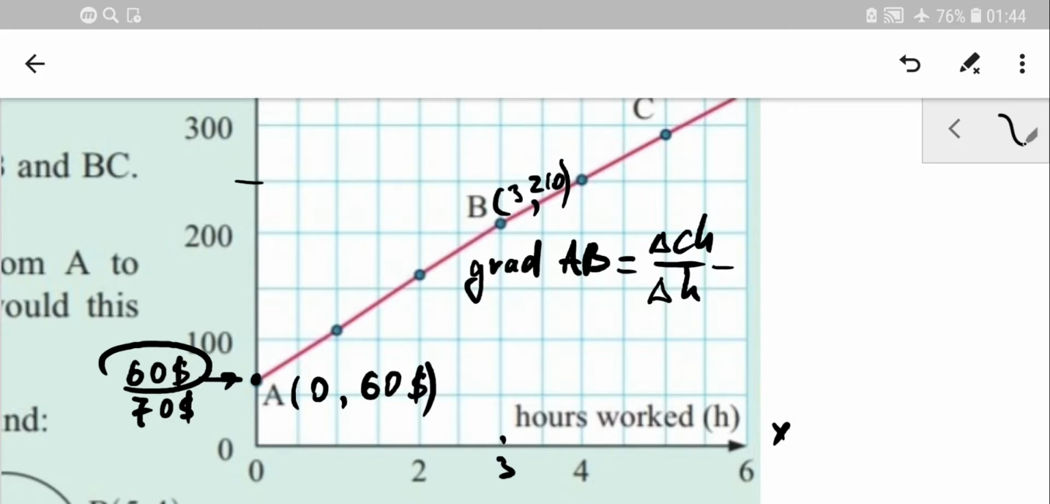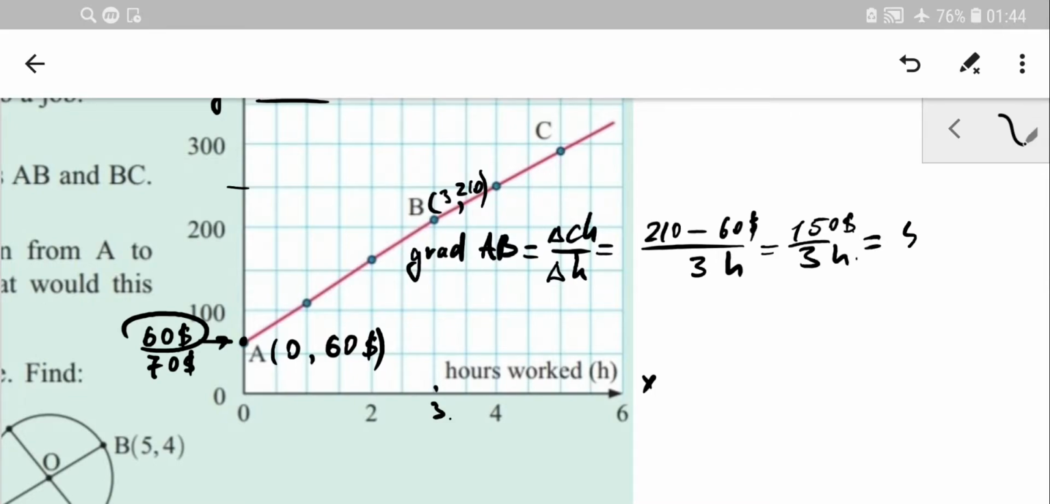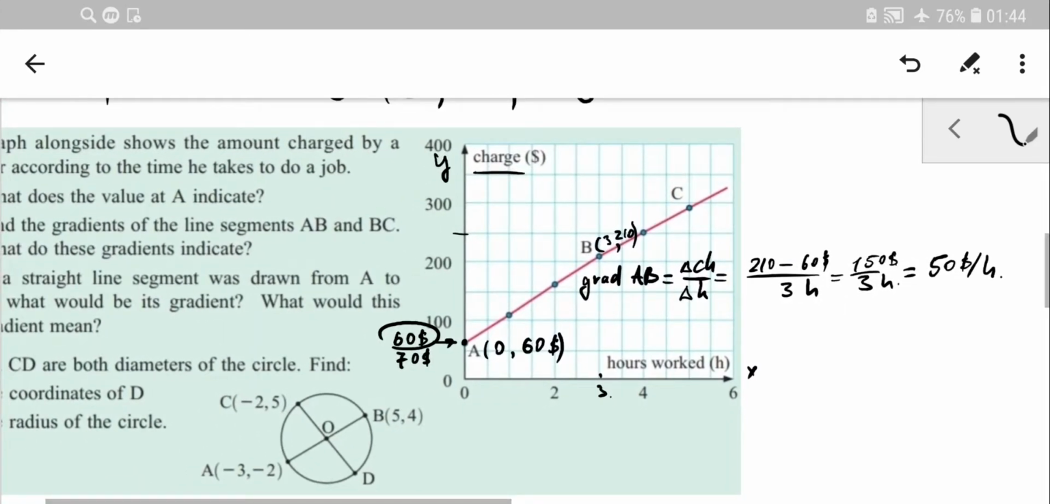So we take the change in charges, 210 minus $60, over the change in x, which is the change in time, 3 minus 0, basically 3. So we get 150 over 3. The units are dollars per hour, that's what the gradient represents here. So it's $50 per hour. That's the gradient, meaning for every hour worked, he'll charge $50.